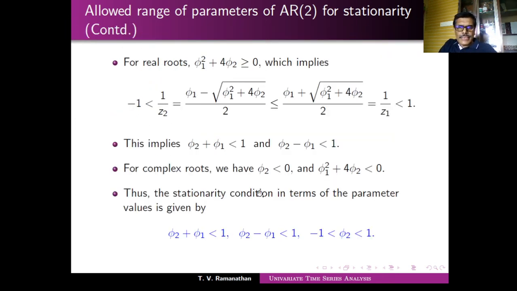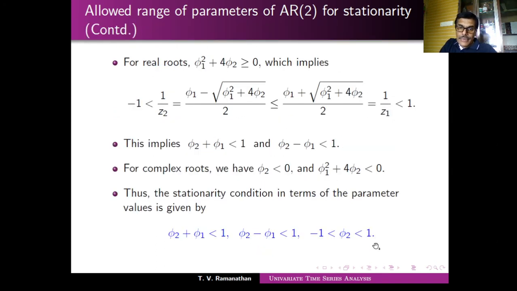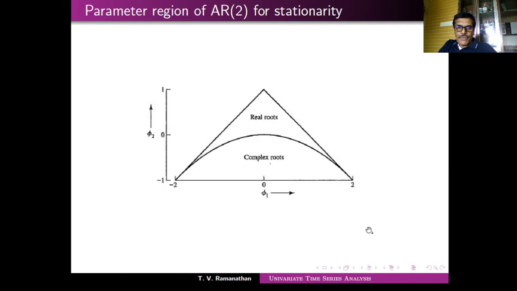So we can see that even though I am taking this condition, phi 1 actually lies between minus 2 and plus 2. But then we are bringing a condition which is inside that. So we have to restrict to this. That's why that phi 1 condition is not coming here. So you have this condition, and this is the region for the stationarity. If you put a graph, it looks like this.